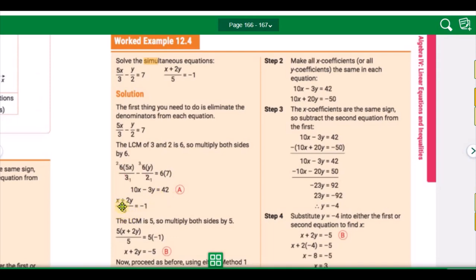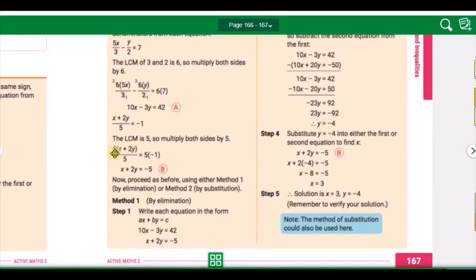On the other equation, we have x plus 2y divided by 5 is equal to minus 1. Here the lowest common multiple of the denominators is just 5. So multiply both sides by 5. When I multiply both sides by 5, the 5s are going to cancel out on the left-hand side, and I'm going to get 5 multiplied by negative 1 on the right. So x plus 2y is equal to minus 5. And then you proceed as before.